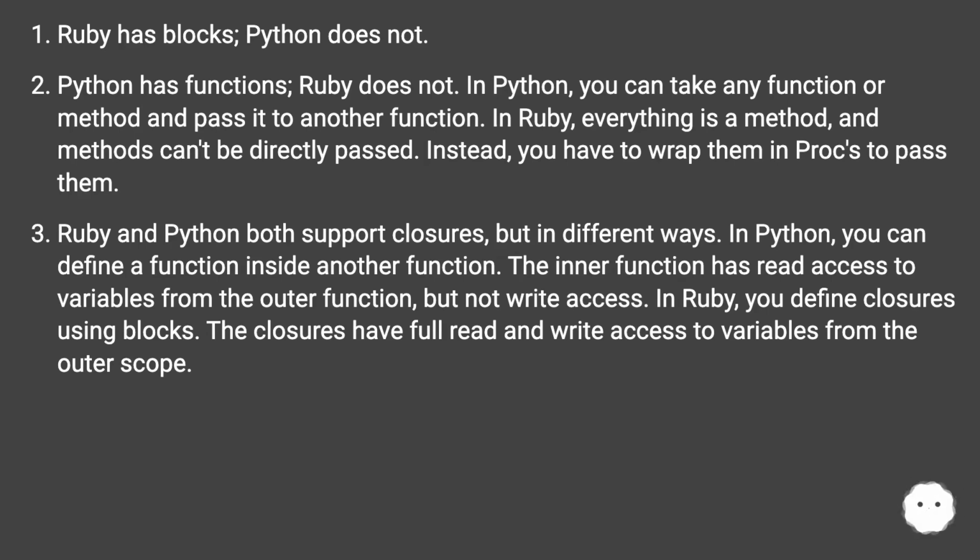Ruby and Python both support closures, but in different ways. In Python, you can define a function inside another function. The inner function has read access to variables from the outer function, but not write access. In Ruby, you define closures using blocks. The closures have full read and write access to variables from the outer scope.